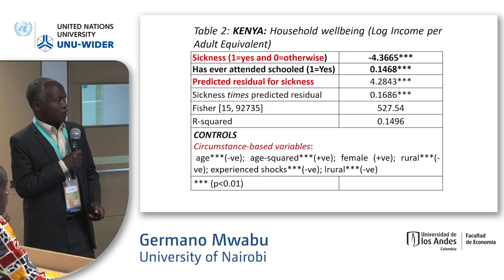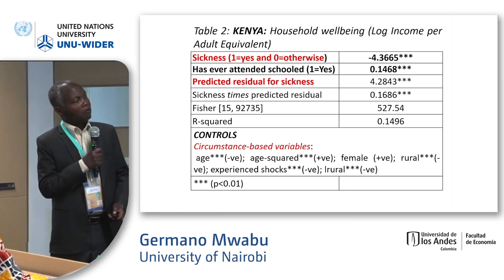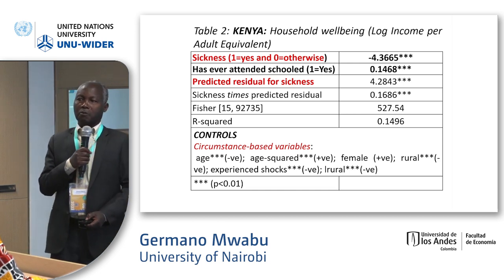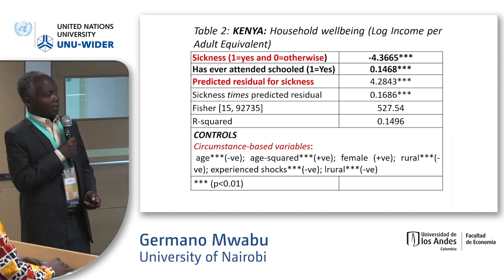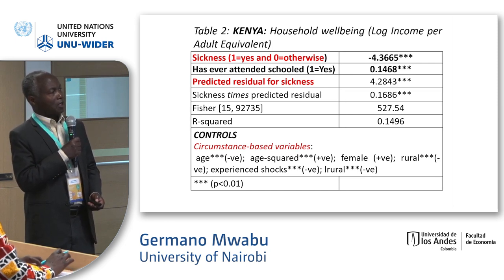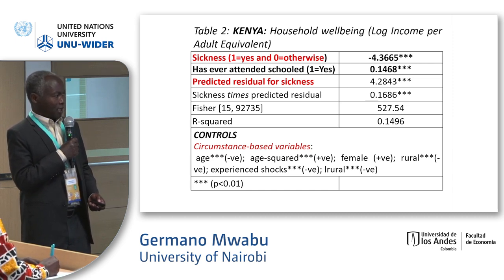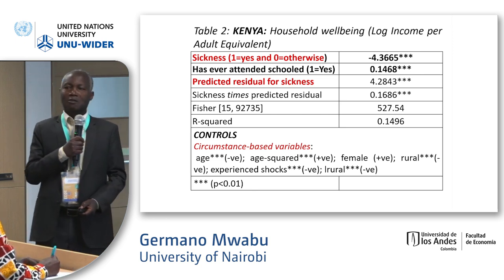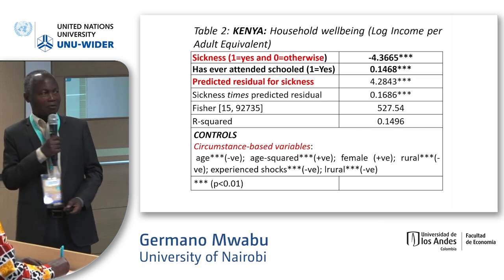Now we come to Kenya. What we find in Kenya, the main human capital variable here is sickness. And what we find is people who report sickness have much lower incomes than people not reporting sickness, assuming they are not sick. Actually, that's a very huge negative effect on income. And it's not surprising, given that we are talking mainly about agricultural households, where sickness can basically wipe out a family's income. And again, there are omitted variables in this model, which tend to interact with sickness to increase household incomes. Okay, that doesn't sound intuitive, but we can discuss those.